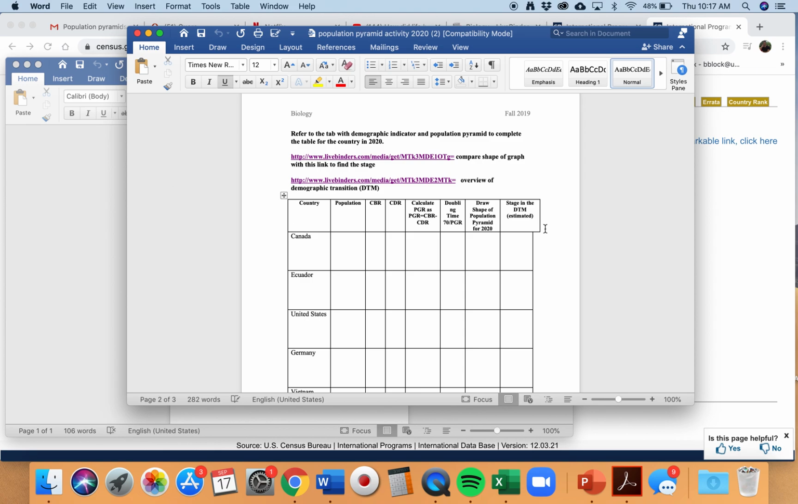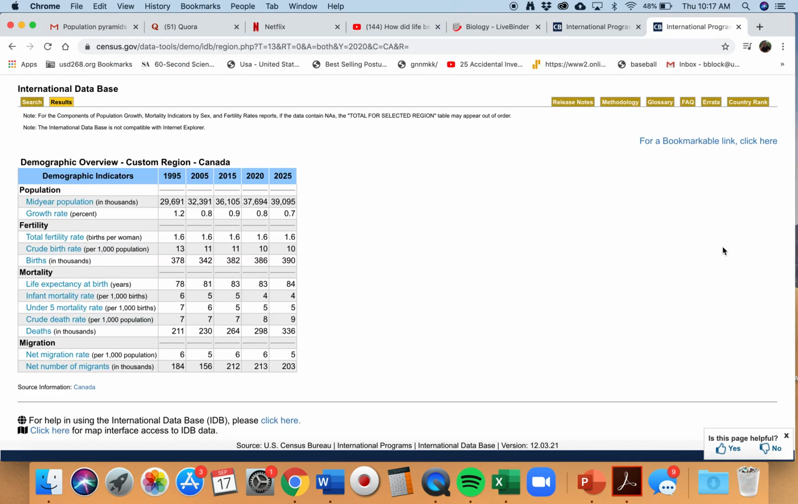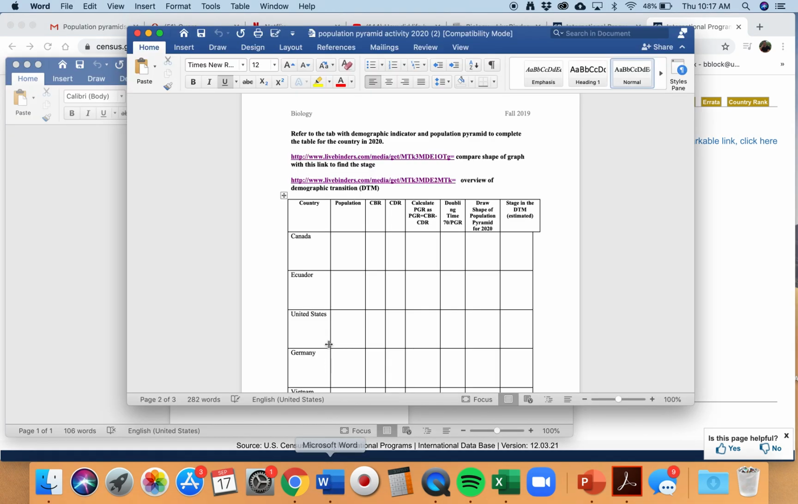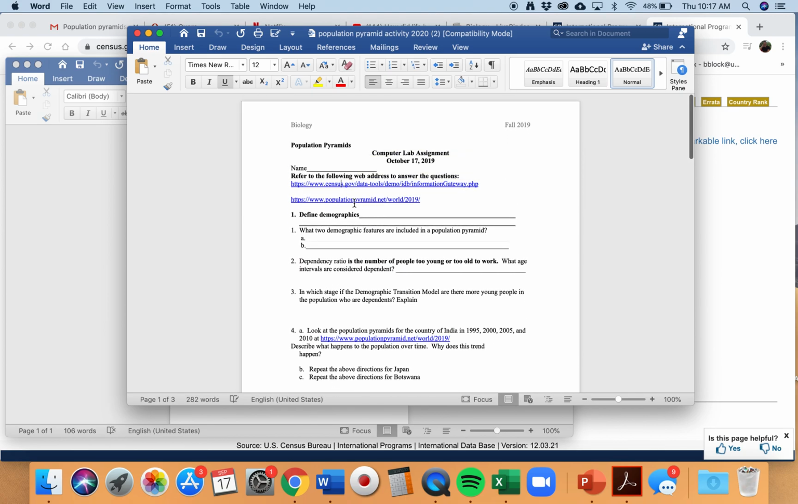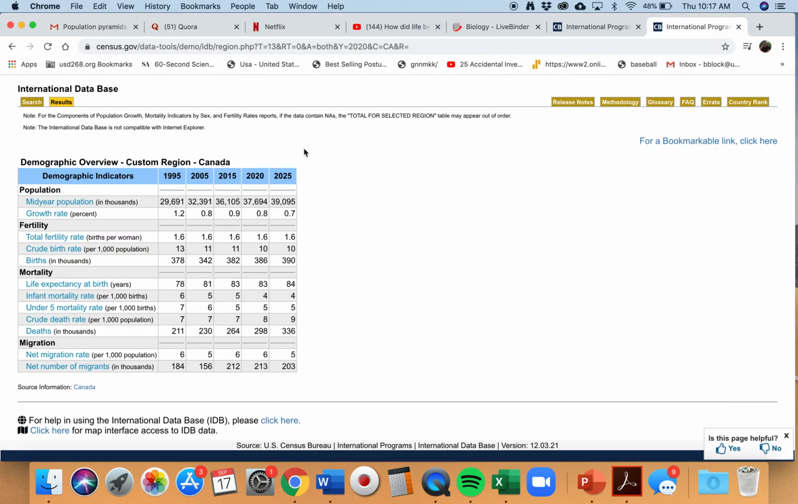Okay, now the shape of population pyramid. This is where we're looking at the age structure graphs and looking at what stage in the demographic transition each of these countries is in. So we can look at Canada again. And for this, the Census Bureau has a population pyramid, or you can go to another one, populationpyramid.net also has that. We'll just use a Census Bureau one.